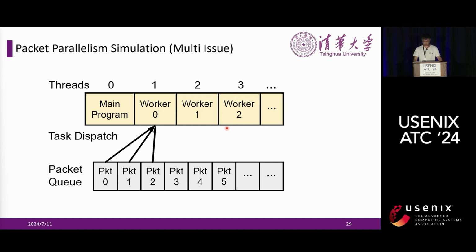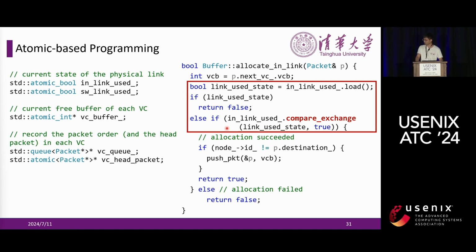Besides, to prevent too frequent dispatch, we can also dispatch multiple packets to a worker at a time. We call this multi-issue. For example, we can dispatch packets 0, 1, 2 to worker 0 at a time, and dispatch packets 3, 4, 5 to worker 1. Each worker will process these packets sequentially. This is how we achieve packet parallelism. Very simple and so very efficient. Let's see more details about the implementation. Since synchronization seriously affects the performance of multi-thread, we adopt an atomic-based mechanism. Shared resources, including buffers and links, are set to atomic variables.